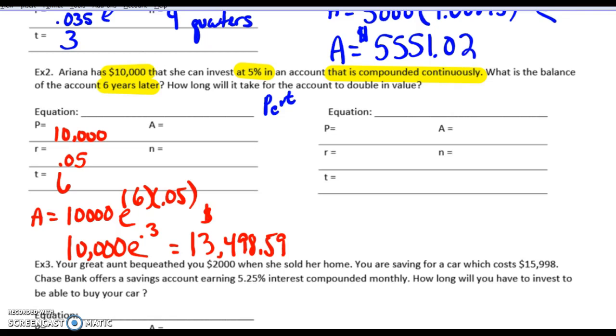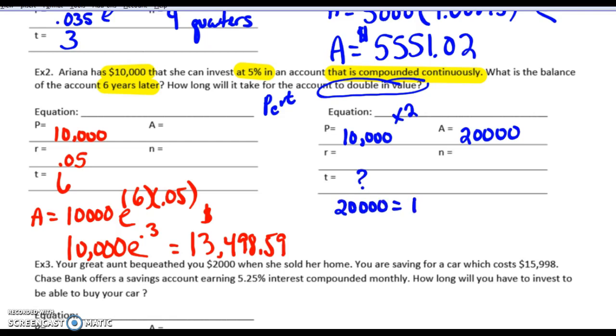Okay, this one is a little bit different. How long will it take to double in value? Well, if I start with 10 grand and I want that to double, that means I end up with 20 grand. And I'm asked to solve for time, so that's my unknown. So I get 20,000. That's what I want in the end. I've originally put in 10 grand. That's going to be e to the 0.05, and I'm solving for t.